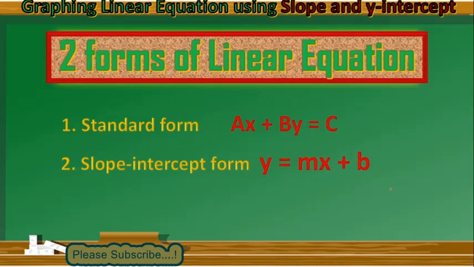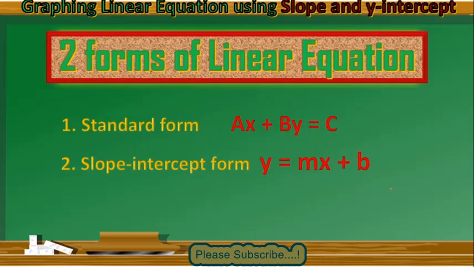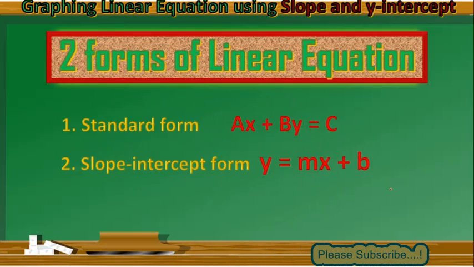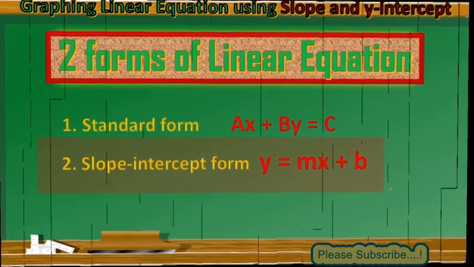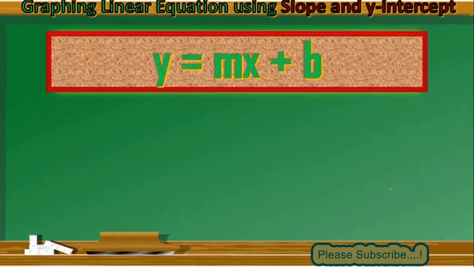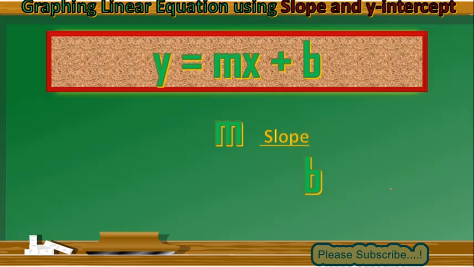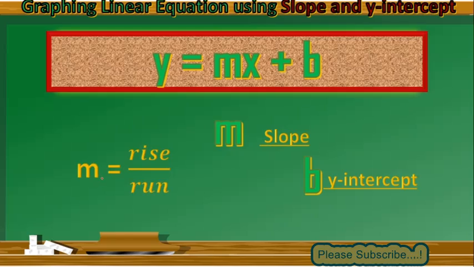There are two forms of linear equation. Standard form, which is ax plus by equals c. Then the slope-intercept form, which is y equals mx plus b. We'll focus our study here on the formula y equals mx plus b, where m is our slope and b is our y-intercept. To solve for the slope, we must use this formula: m equals rise over run. We can use that one in all of the problems that we have.